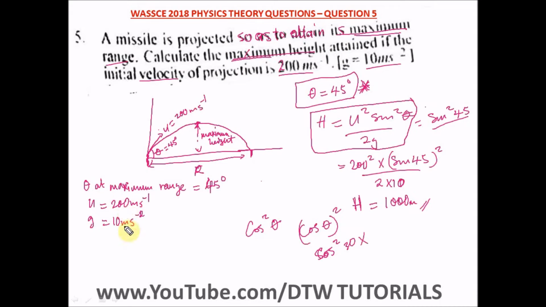State the values you have. First of all, write down your formula correctly, state the values you have, then input them. So this is how you answer question 5. The answer is 1000 meters as your maximum height. That's the height from this peak here to the ground.